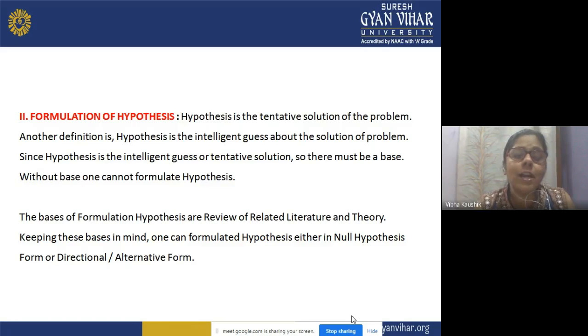So, suppose a topic is related to motivation and achievement. When I frame a hypothesis, I have to go through all the researches which have been done previously on the variables motivation and achievement. And theory, keeping these bases in mind, one can formulate a hypothesis, either in null hypothesis form or directional or alternative form. But mainly in researches, we use the null hypothesis.